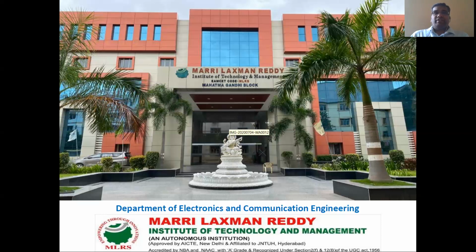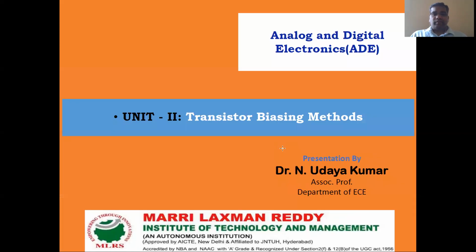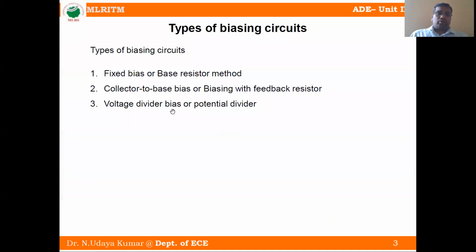So in stabilization techniques, we have different biasing circuits. We will see today different biasing circuits, or different biasing methods. So, types of biasing circuits. One is fixed bias, or base resistor method. The second one is collector to base bias, or biasing with feedback resistor. The third one is voltage divider bias or potential divider bias. So these are different biasing circuits. Based on the circuit configurations, it will vary.